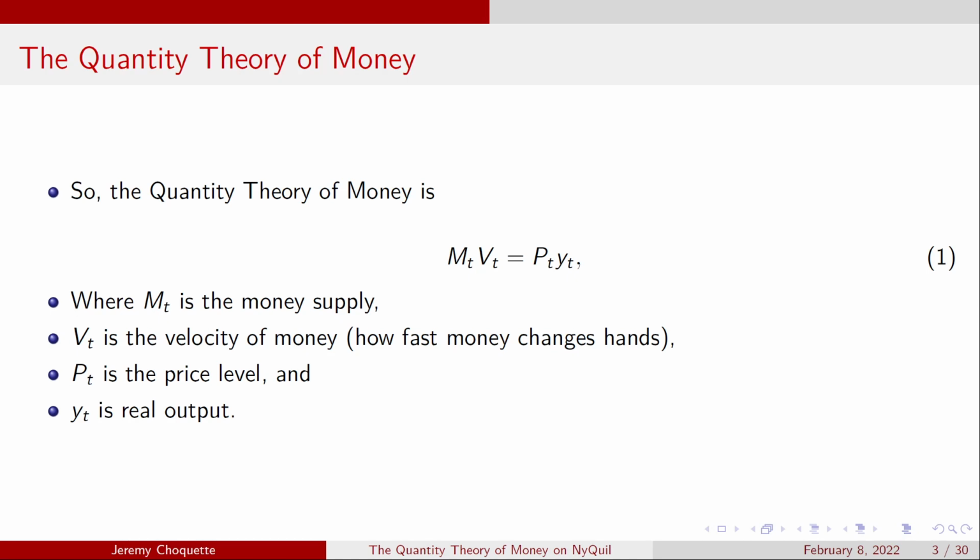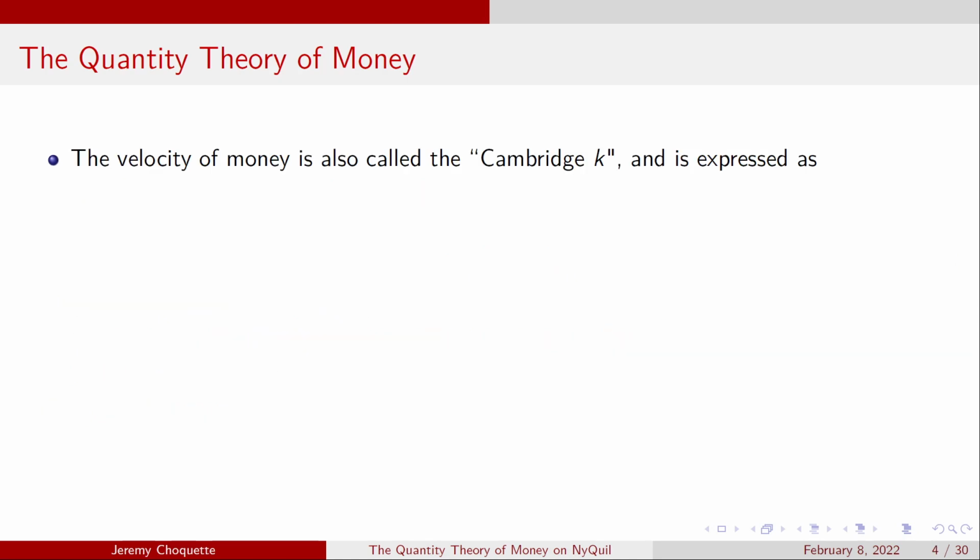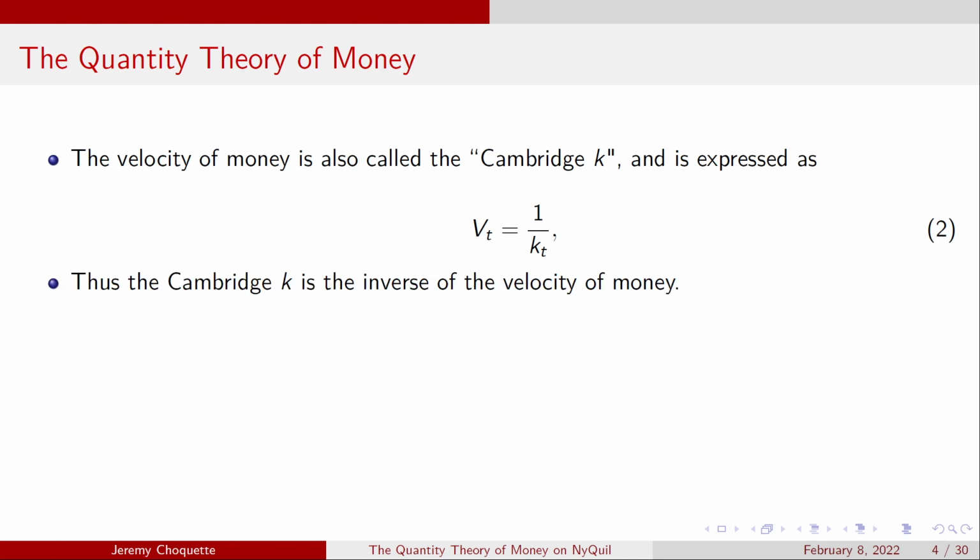It's a good way to get some sort of intuitive understanding of what the quantity theory of money is actually telling us. Now, the velocity of money, the number of times it changes hands, is related to what's known as the Cambridge K. The Cambridge K is the inverse of the velocity of money. So the velocity of money would be equal to 1 over K, or K to the negative 1.